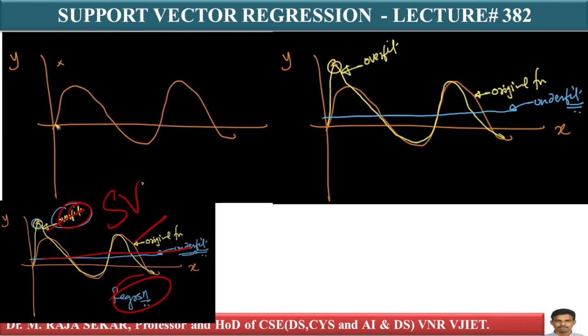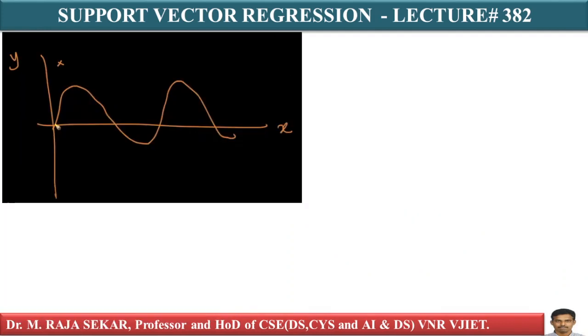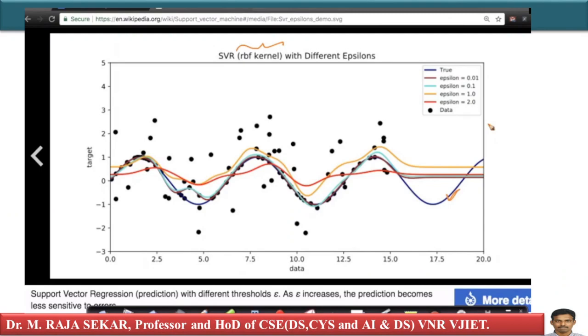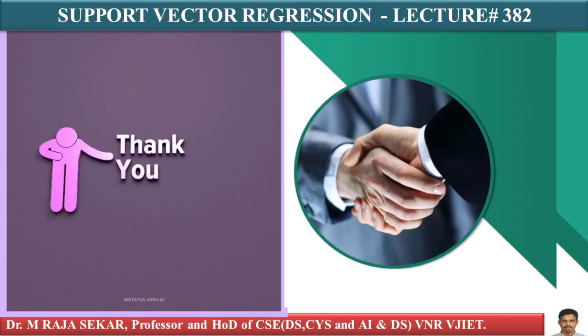This is SVR. SVR means what? Support vector regression. Just go through these things. If you have any difficulty, please leave a comment. Thank you very much. Try to understand this with the help of this particular Wikipedia page, where it is explained nicely what happens for epsilon equal to small values and large values. For epsilon equal to 0.01, you can see overfitting. Epsilon equal to 2.0 means it's underfitting. Underfitting means you are almost getting a straight line. Thank you very much.